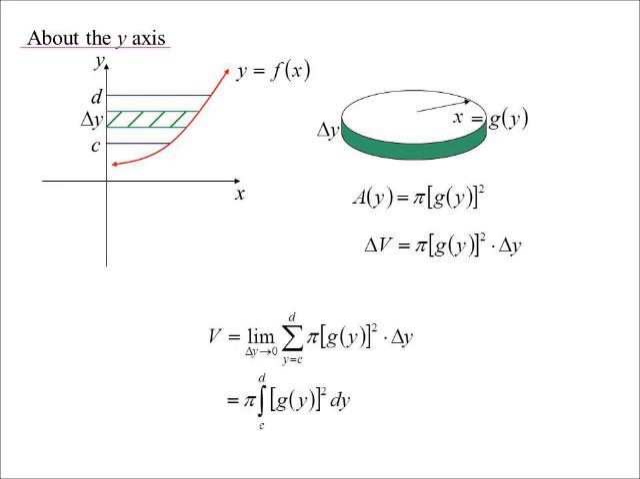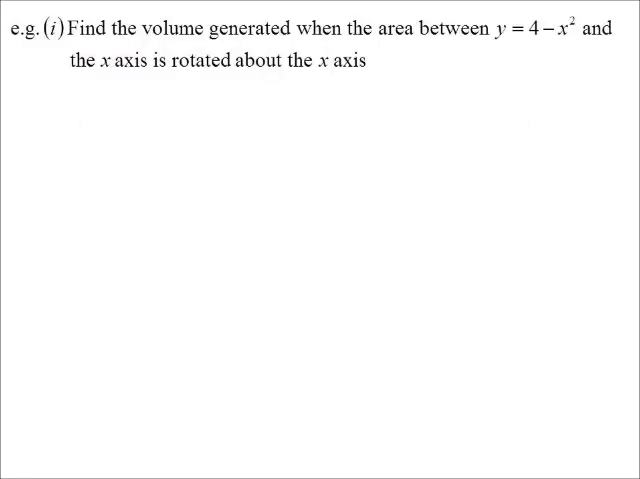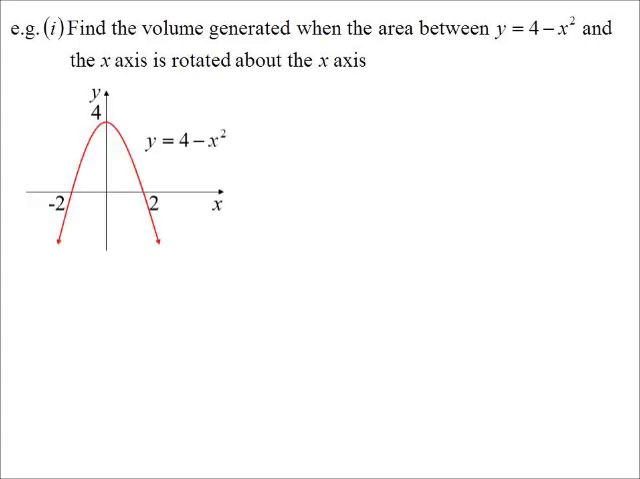And then that gets me to my integral, which I can then go and work out. So all right, let's look at the example then. We're going to have a look at 4 minus x squared, which is, of course, our upside down parabola shifted up 4 units. There it is. And we're going to go about the x-axis. So the slice is perpendicular to the x-axis.